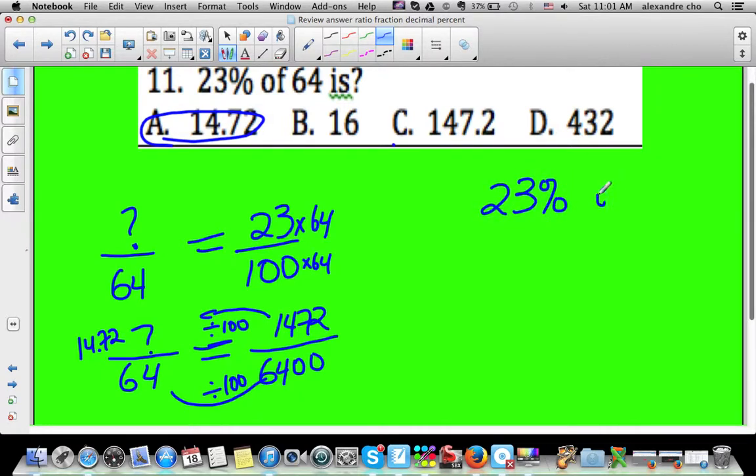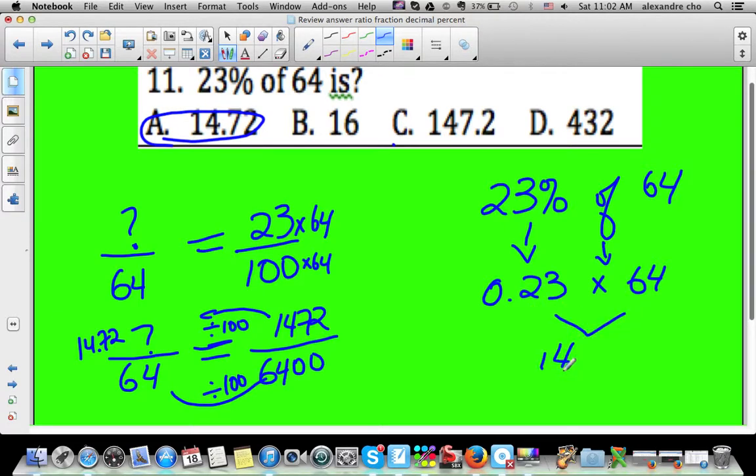23% of 64. Okay. So we want to find out what 23% of 64 is. Remember, the other way was changing this to a decimal. 23% as a decimal is 0.23. Of means multiply, and 64 stays at 64. So now you can take your calculator, or you can do it on the site, and you get that when you multiply this, it's 14.72.